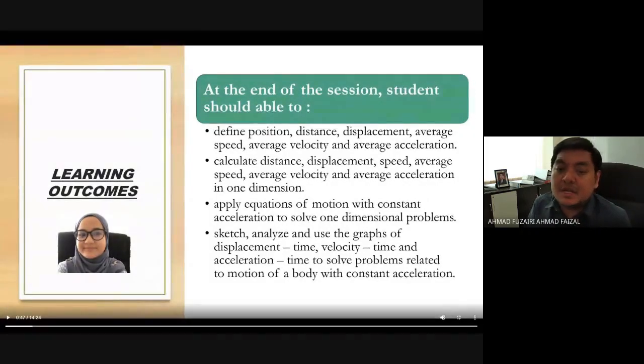Okay, of course, you need to sketch and analyze the graph of displacement. Okay, S versus T, X versus T, V versus T, and also A versus T. And you must know what is the meaning of the slope, and how about the area under the graph, all those things.